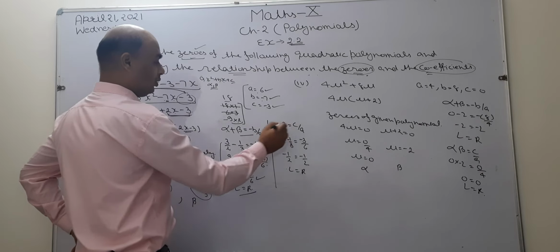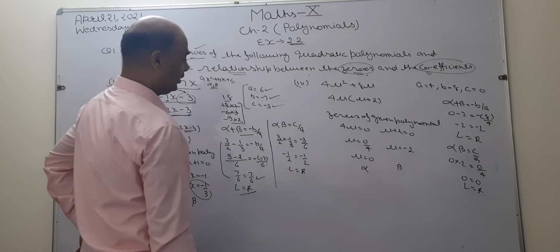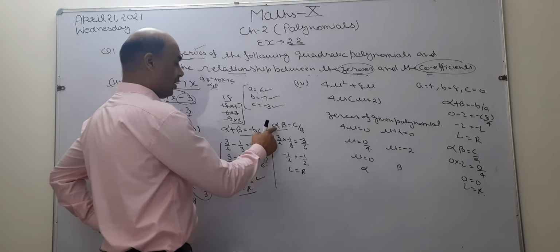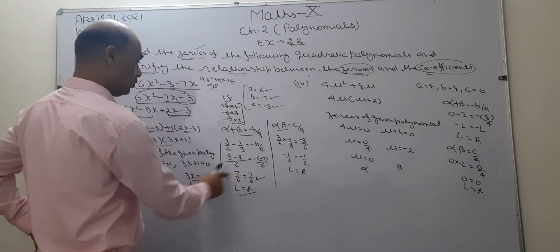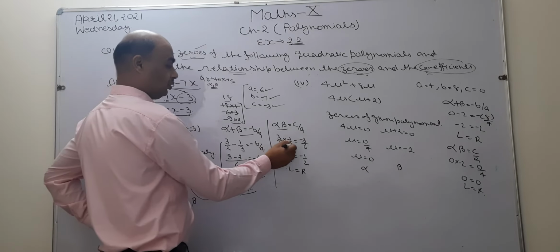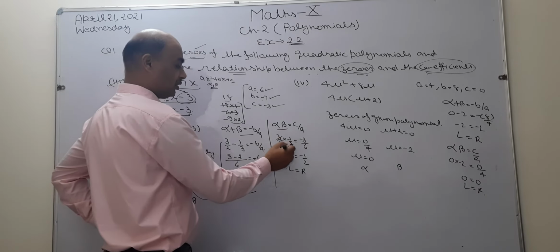Now I am going to verify its product. What is the formula? Alpha beta equal to c by a. What is the value of alpha? 3 by 2 right here. What is the value of beta? Minus 1 by 3 right here. Now 3 is cancelled with 3. What is left? Minus 1 by 2.